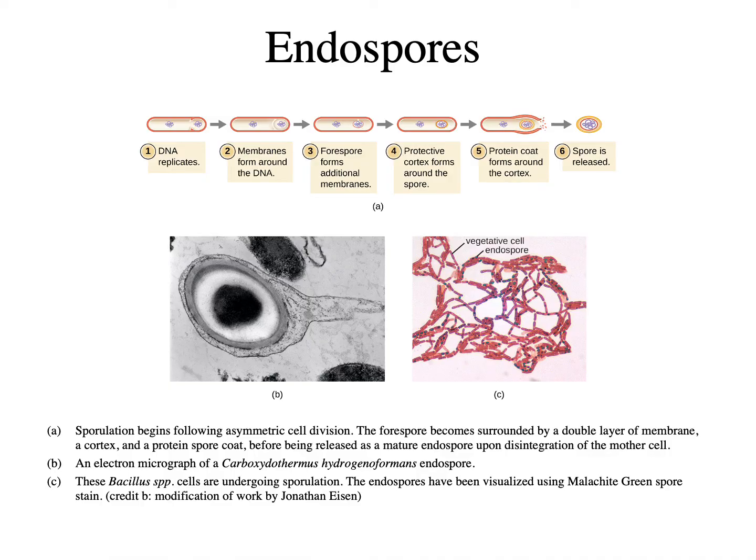So this is an excellent image from your textbook that talks about how an endospore is formed and how the membranes can form around the genetic material of that bacillus and form those endospores and keep it protected so that it can come back to life in a better condition.